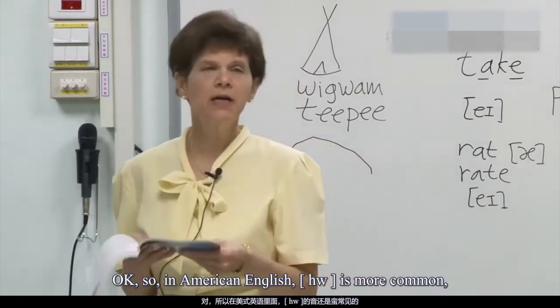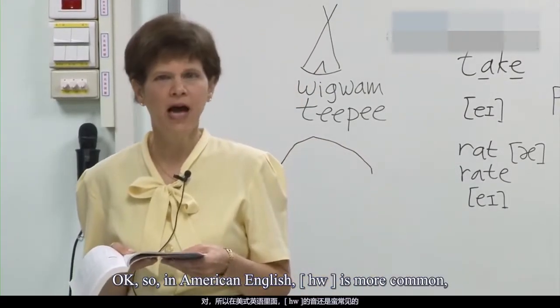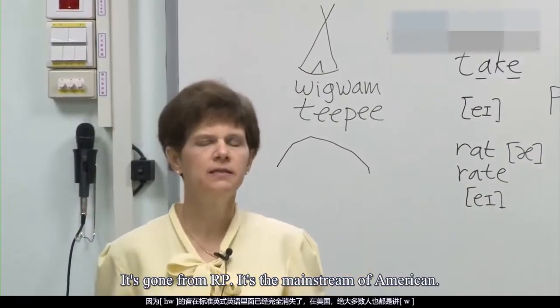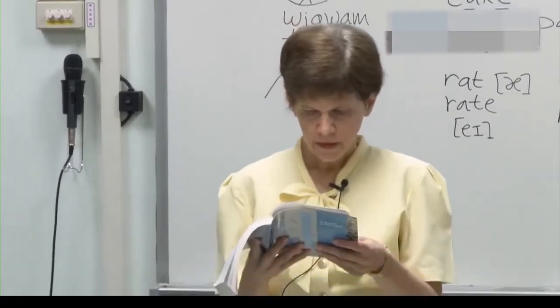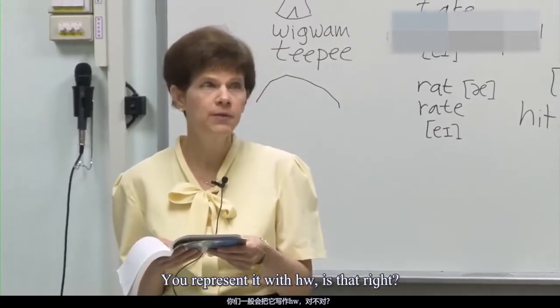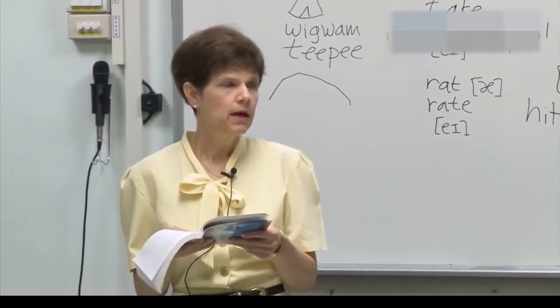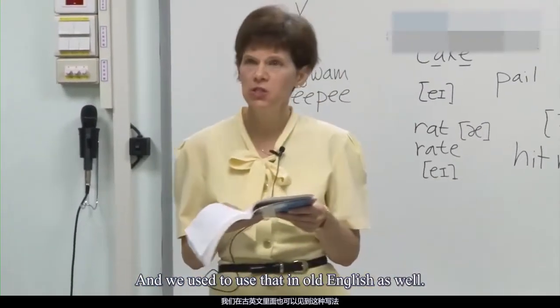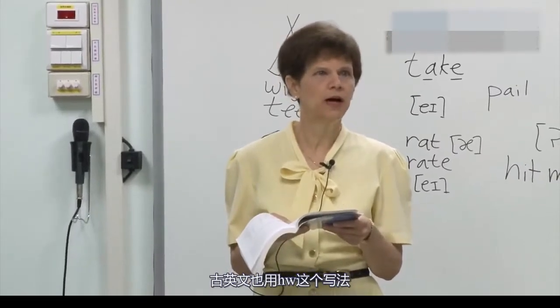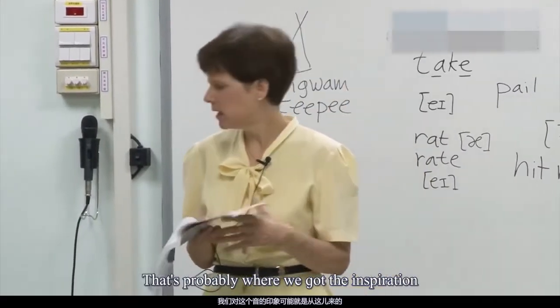Okay, so in American English, hu is more common, but I encourage you to stick with wu. It's gone from RP. It's the mainstream of American. And there are different ways of writing it. In KK, you represent it with HW. Is that right? And we used to use that in Old English as well. 古英文也用 HW 这个写法. That's probably where we got the inspiration.